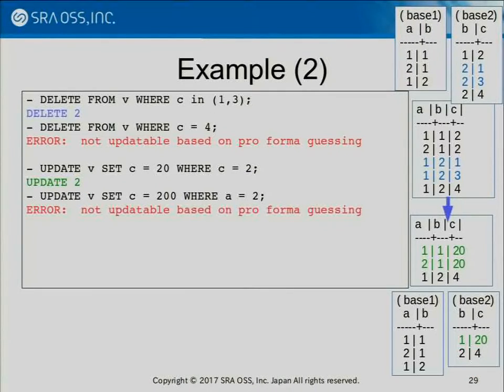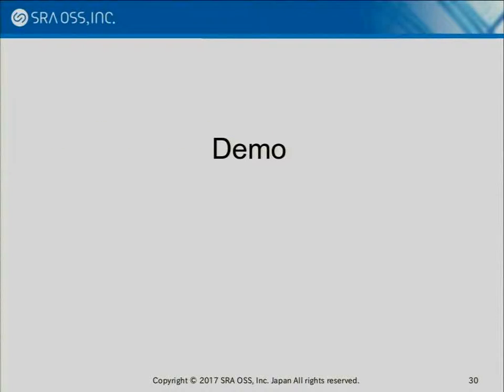Another example. Issuing delete from V where A is 1, 3, we can delete two tuples from the view. These blue tuples are deleted from base two. But then, removing with the condition C equal 4 is not updatable. In the update example, we can issue this update query. We can update two tuples of the green area, but some update queries are not issued because, based on proforma guessing, they are not updatable.